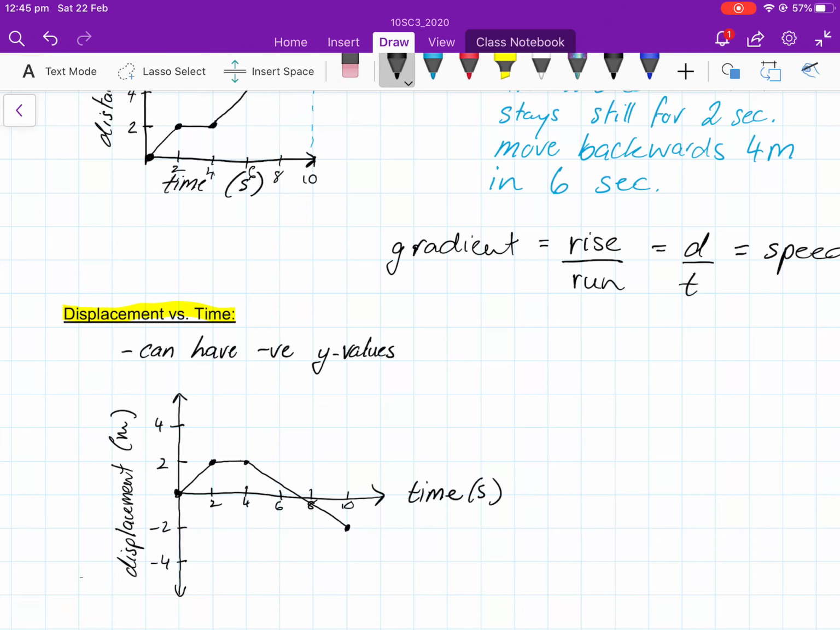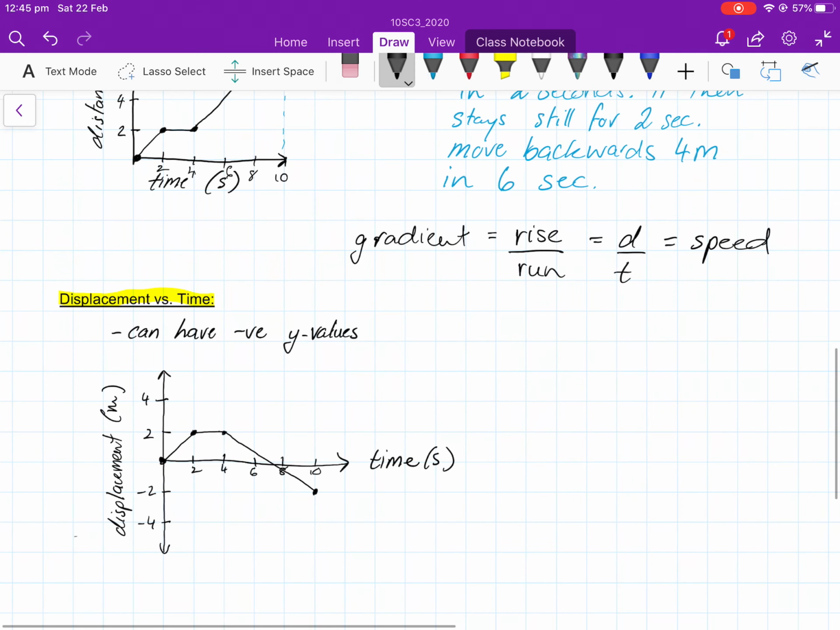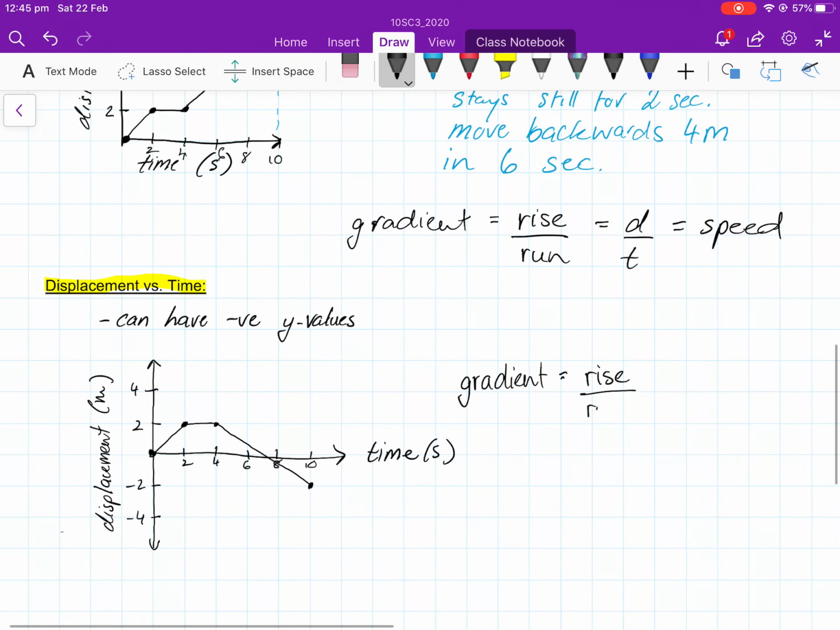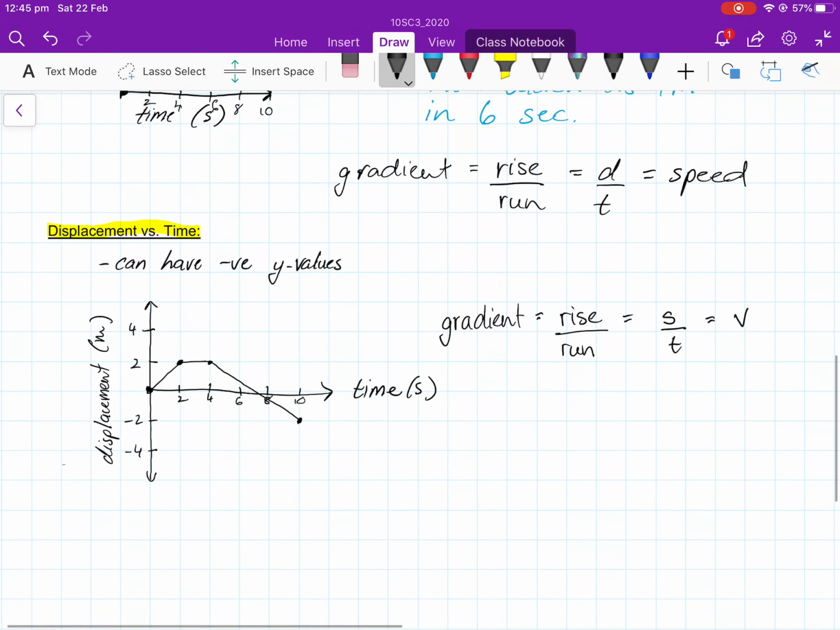All right, so now that we've got that graph, let's have a look at what the gradient will tell us. So that's our displacement versus time graph. If I was to try and look for the gradient, again, it's our rise over our run, which is displacement over time. So it's actually going to give you your velocity. So we're going to get velocity from our displacement versus time graph.